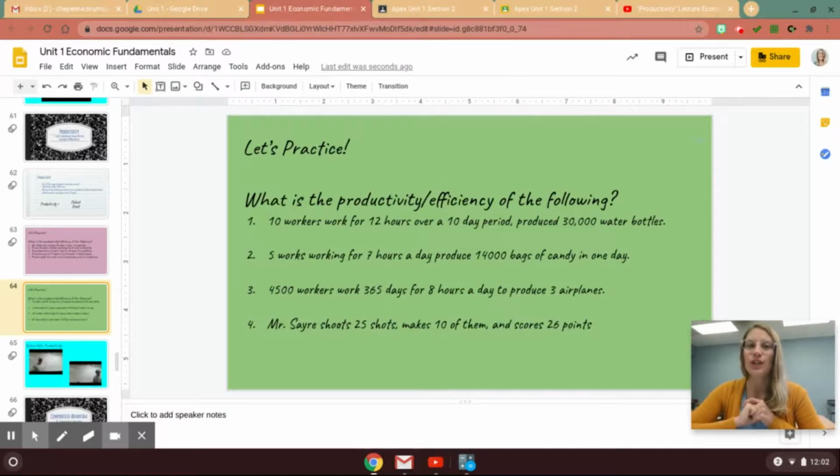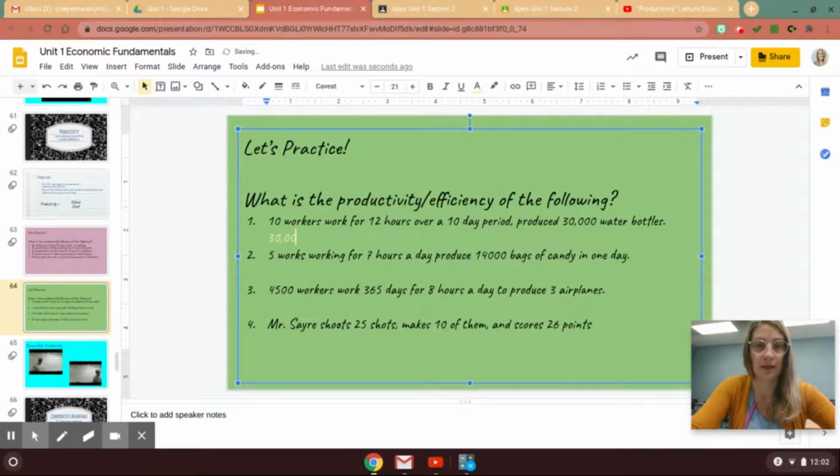So number one, 10 workers work for 12 hours over a 10-day period producing 30,000 water bottles. So if we want to set up our equation for this one, it's exactly the same, our output over our input. Our output in this instance would be 30,000 water bottles, because that's how many water bottles they produced in the amount of time that they worked. Now, our input would be the 10 workers who worked for 12 hours over a 10-day period, right? So when we multiply our 10 times 12 times 10, we get 1,200. And when we divide, we get 25 water bottles per hour.